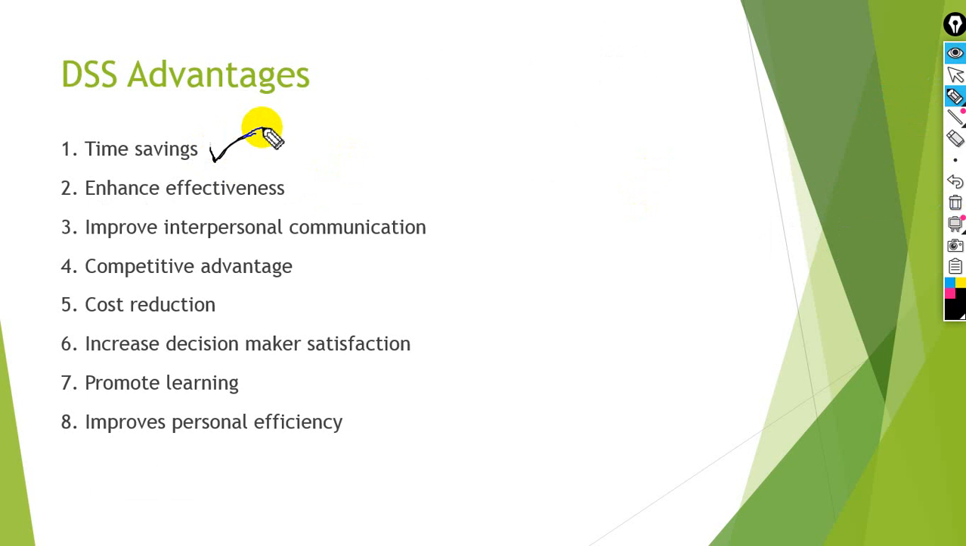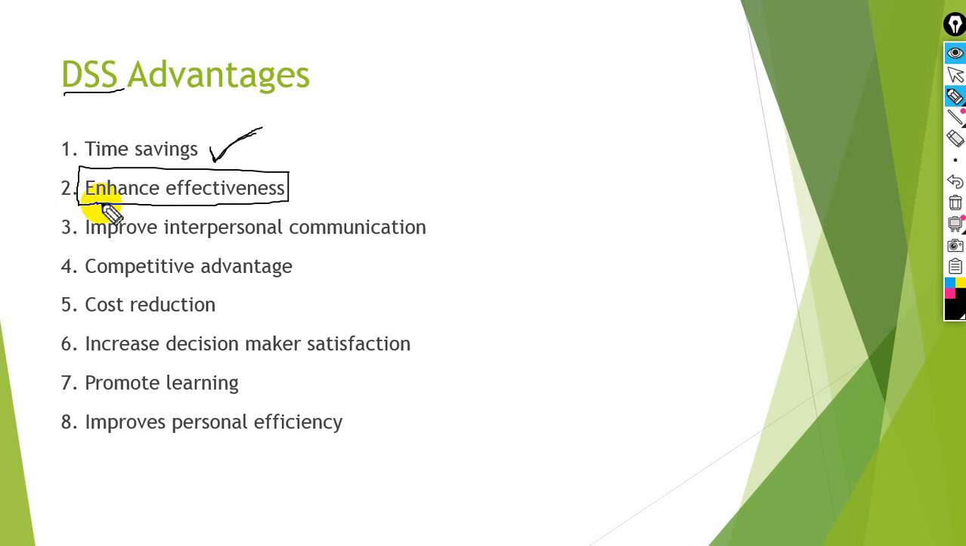Within a very short period of time, the DSS system will help us make decisions. So it's a time saving technique, time saving software. It also enhances and improves the effectiveness in the organization.